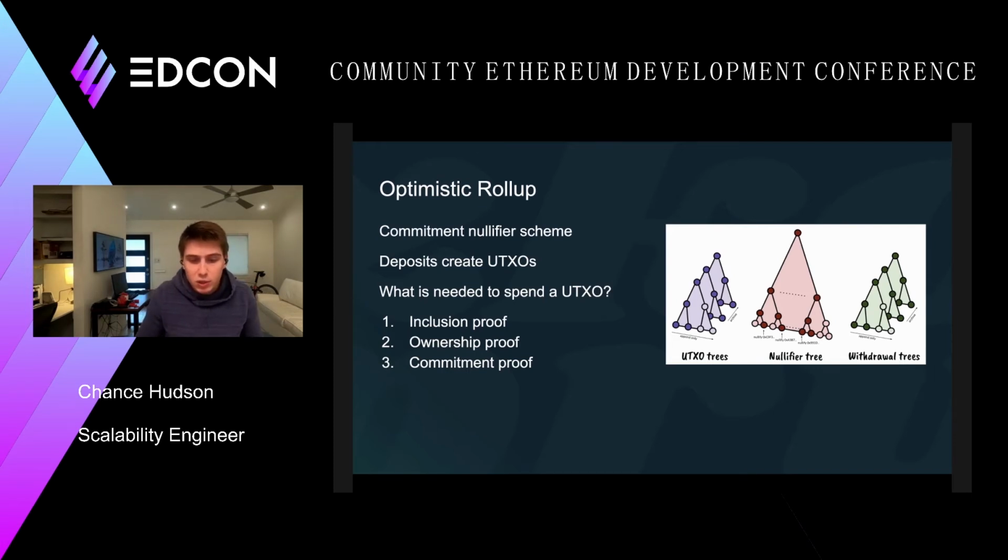The second thing you need is a nullifier, and the nullifier corresponds to the UTXO and proves that you own the UTXO and that the UTXO has not been spent. So you have to prove that the nullifier does not exist in the nullifier tree in order to spend the funds. And the last thing you need is an ownership proof, which is typically a signature from the private key.